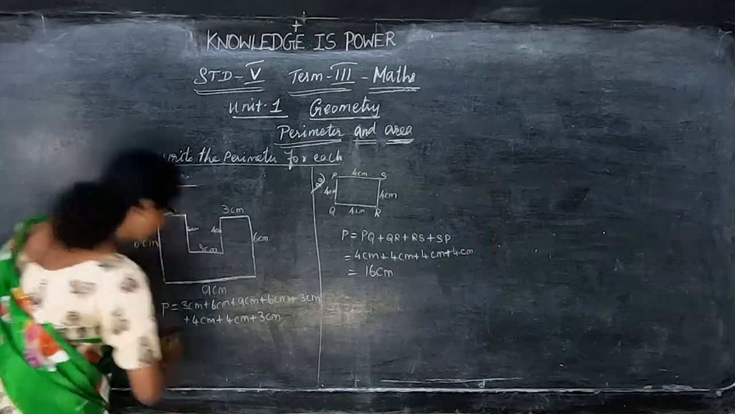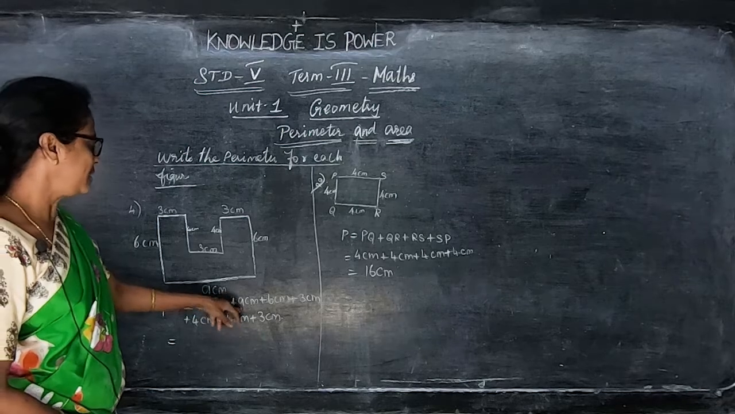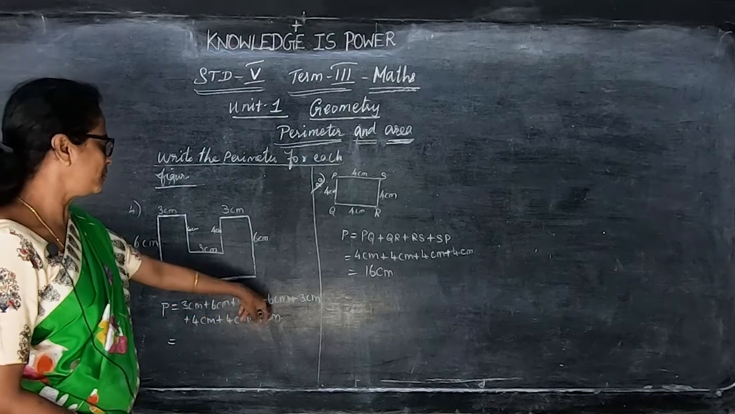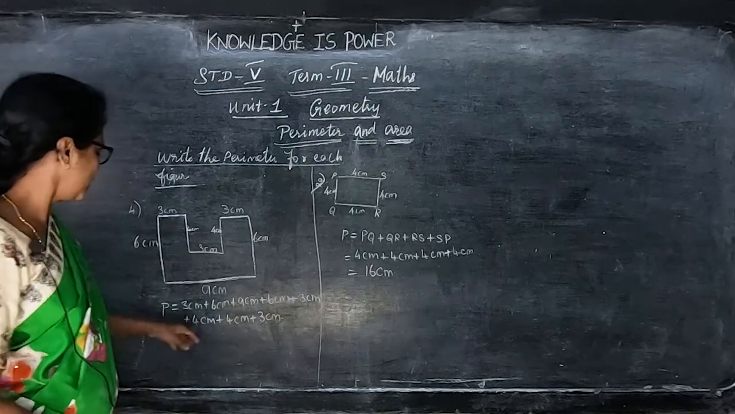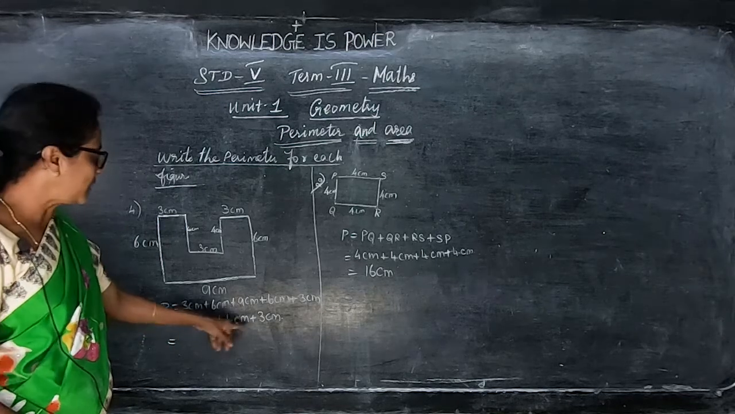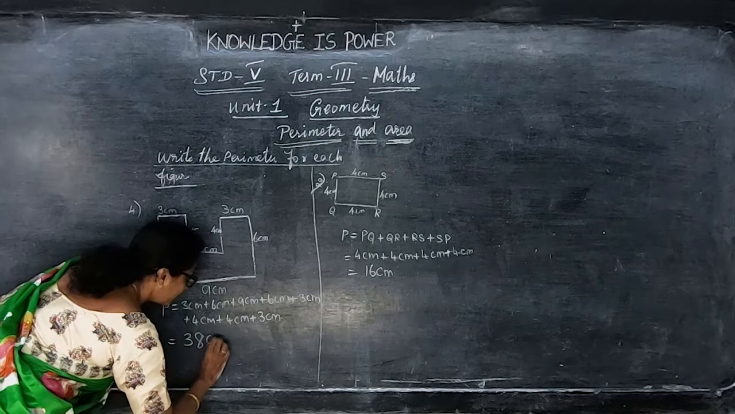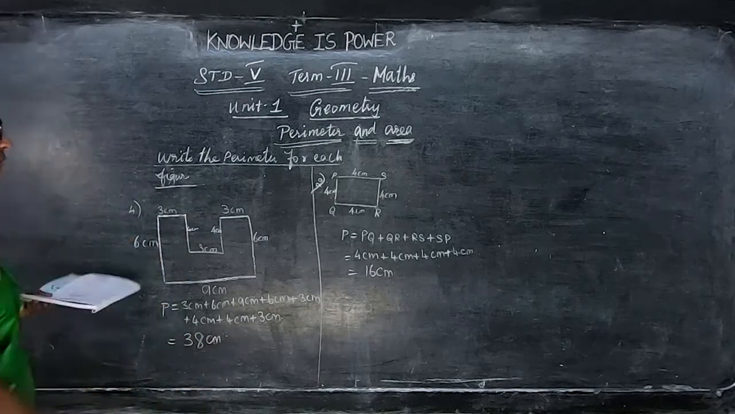Now you add all the numbers. 3 plus 6 is 9, 9 plus 9 is 18, 18 plus 6 is 24, 24 plus 3 is 27, 27 plus 4 is 31, 31 plus 4 is 35, plus 3 is 38. So that is equal to 38 centimeter. This is the perimeter of this figure.